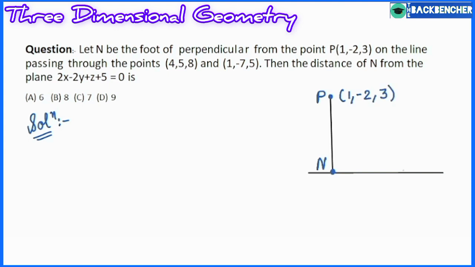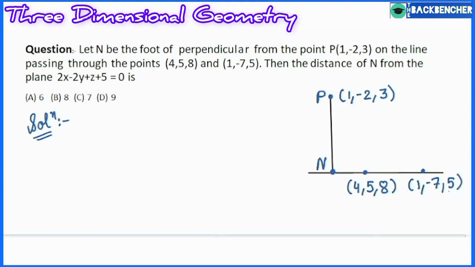It is also given that for the lower line, on which the foot of the perpendicular is dropping, the coordinates of the points through which the line is passing are already given in the question. So let's write it: that is (4, 5, 8), and another point that is given is (1, -7, 5).